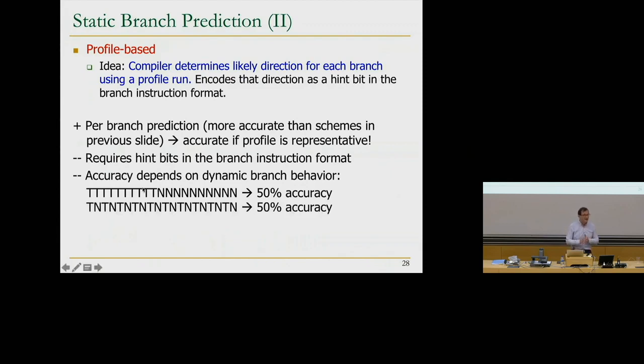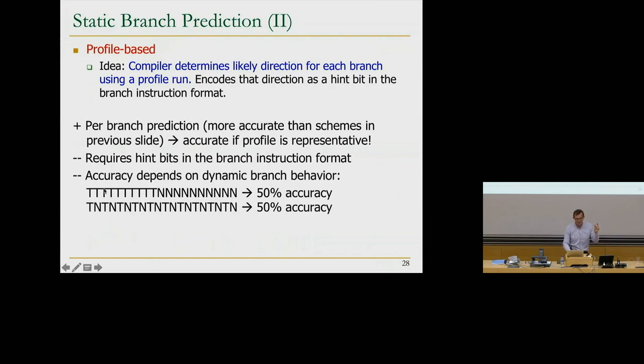Okay, so the accuracy depends on dynamic branch behavior. I made up a dynamic branch execution here. The first 10 times the branch is taken, the next 10 times the branch is not taken. I don't show it over here, but if it's all T's, you get 100% accuracy. If it's all N's, you get 100% accuracy, assuming the bit is correct. But if your branch changes behavior like this, the compiler cannot encode this behavior with a single bit.